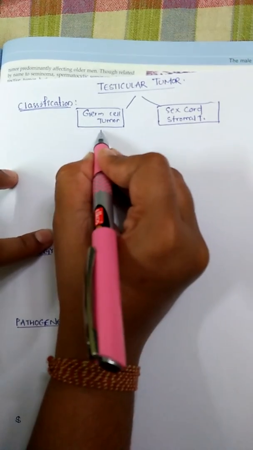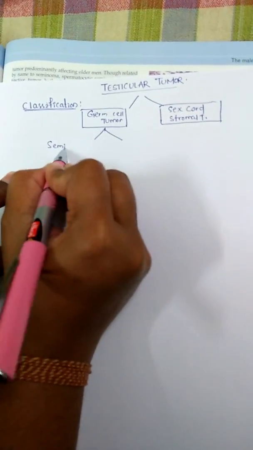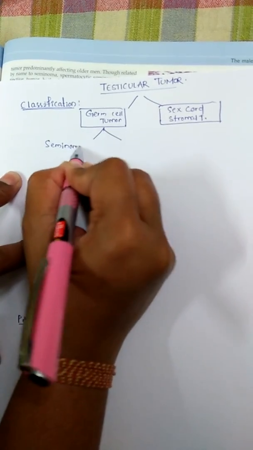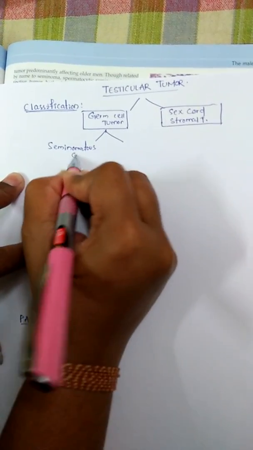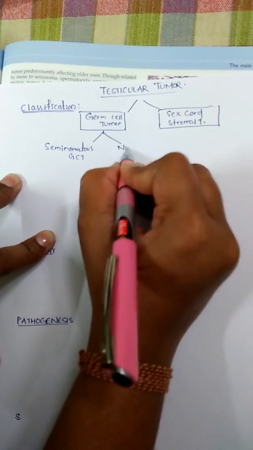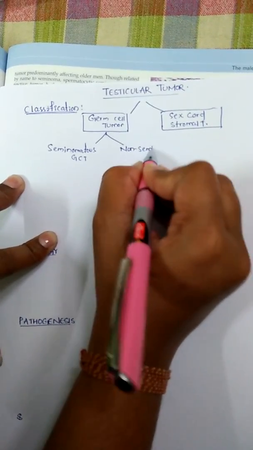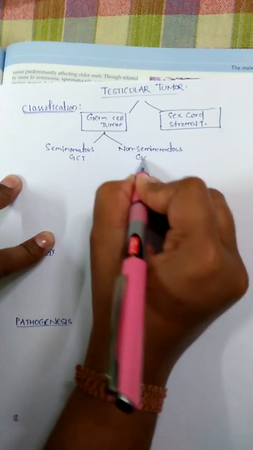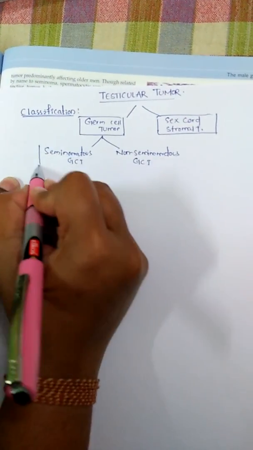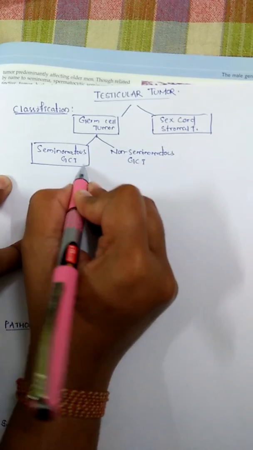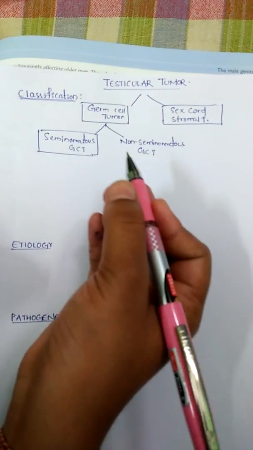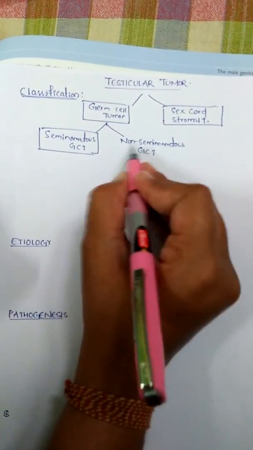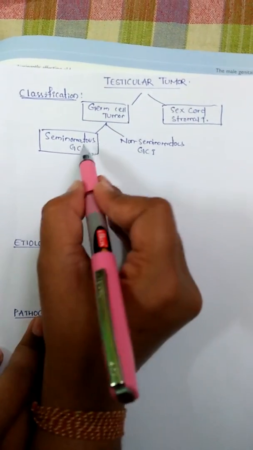Again, the germ cell tumor is subdivided into two categories, that is seminomatous germ cell tumor and non-seminomatous germ cell tumor. I will just give you a brief on the classification. Next, I will be discussing each of the tumors in detail. So, first is the classification.